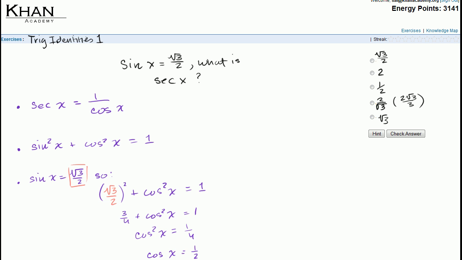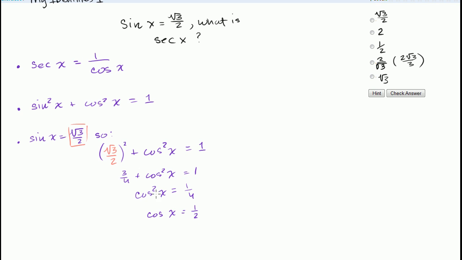And then we're done. Oh, we're not done. The last hint, if they still don't know how to do it, we just have to connect that to that up there. So the last hint is going to be secant of x is equal to 1 over this, 1 over 1/2, which is equal to 2. And of course, that would be the correct answer.